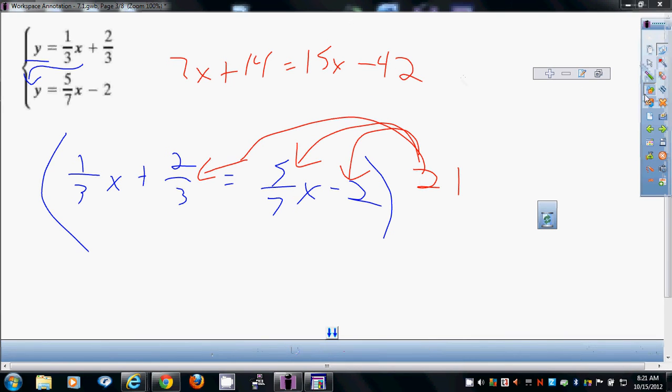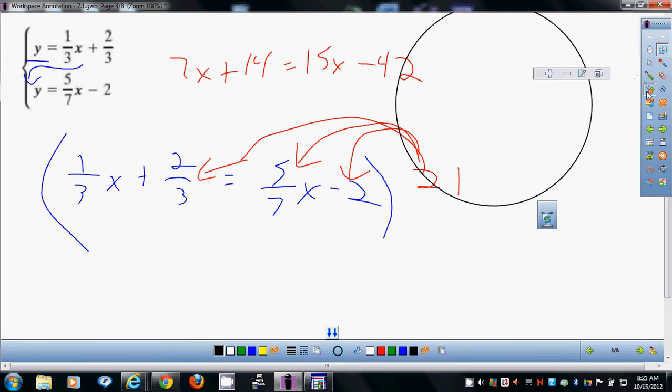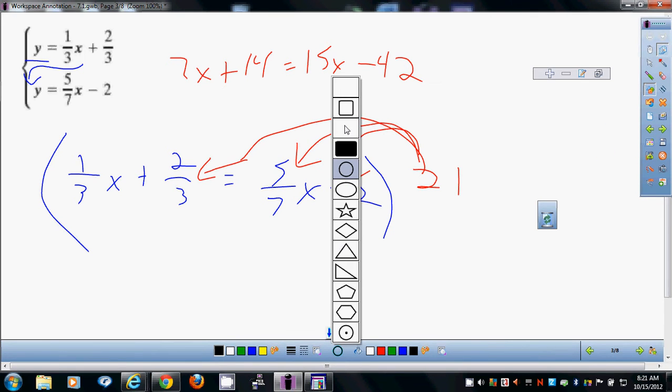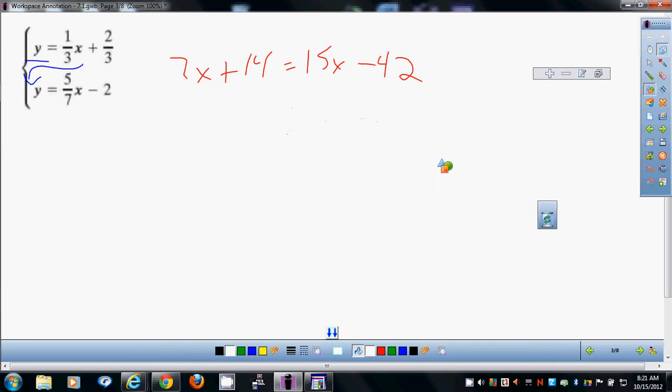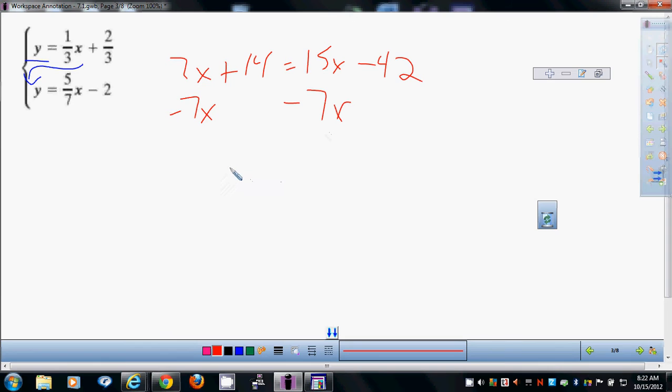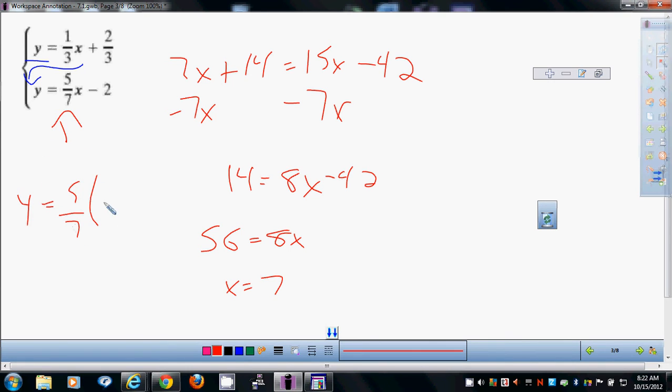So now we've gotten rid of those pesky fractions and we can solve this thing. Minus 7x, minus 7x, that's 14 equals 8x minus 42. Add the 42 to the other side. Divide by 8. And x equals 7. Plug it back in. Ooh, this one looks convenient to plug that into. y equals 5/7 times 7 minus 2. So that's 5 minus 2, and y is 3. 7, comma 3 is your solution.